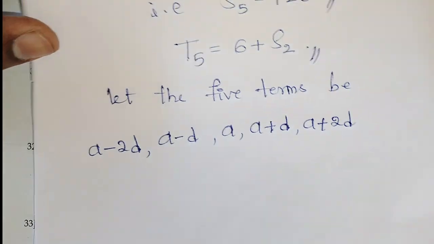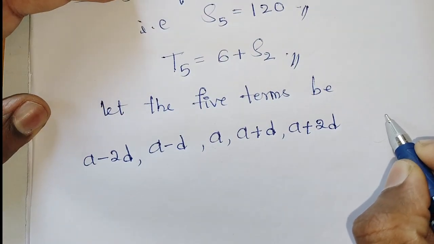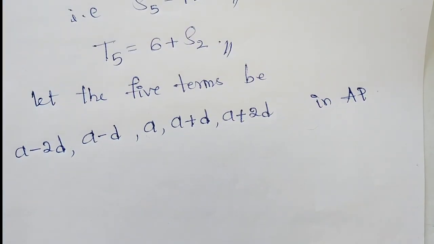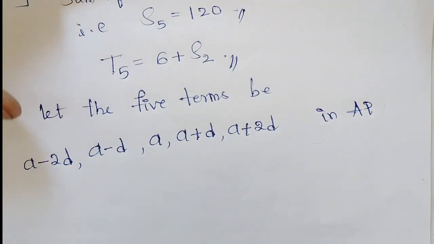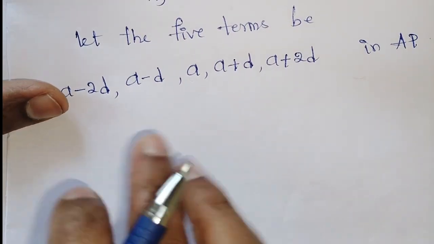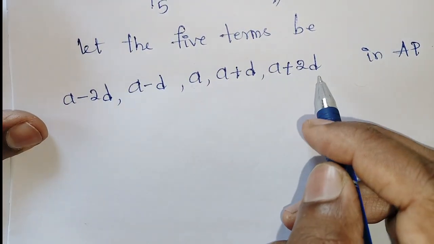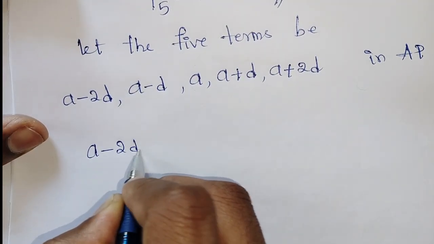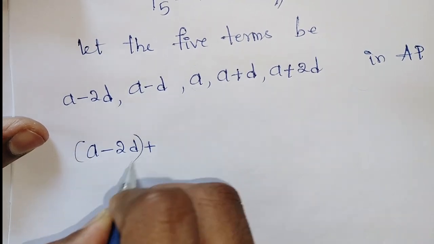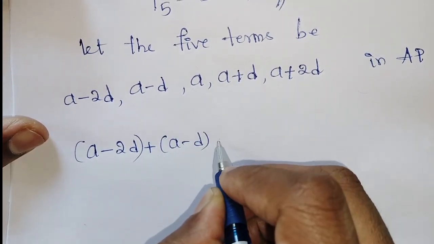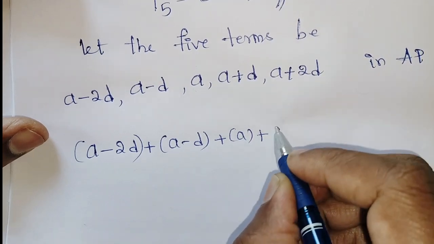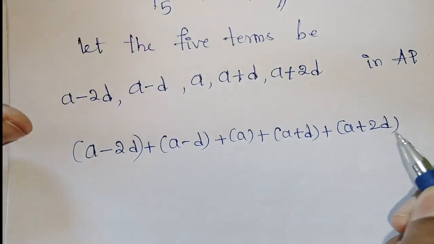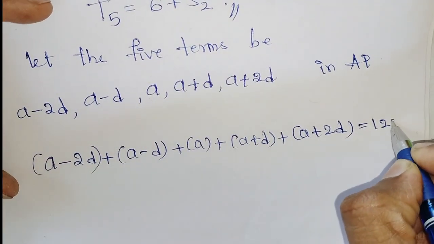Let's go on. These are the terms of an AP, an arithmetic progression. It is given that the sum of these 5 terms is 120. Then the sum becomes A minus 2D plus A minus D plus A plus A plus D plus A plus 2D equals 120.